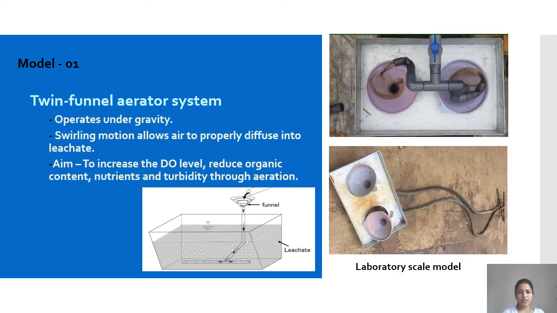After analyzing the obtained results, 2 models were developed. The first model is a twin funnel aerator system that operates under gravity to flow the leachate, and the swirling motion allows air to properly diffuse into the leachate. The main aim of this model is to increase the dissolved oxygen level through aeration.